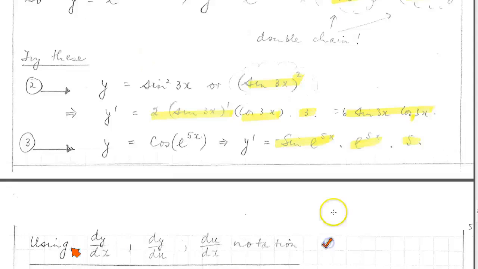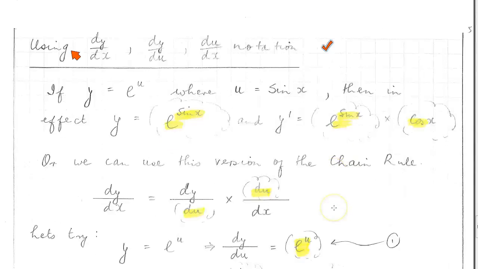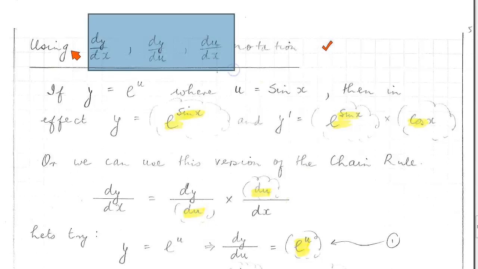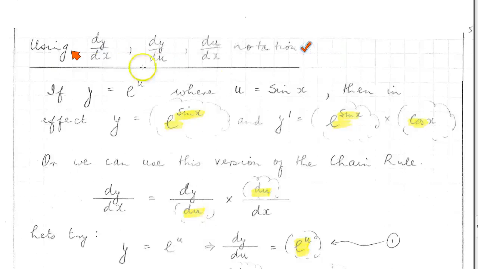Right, now there are other ways of using the chain rule, and somewhere in your travels you may see the dy/dx, dy/du, du/dx notation. So I'm going to show you how to do it using that notation here.